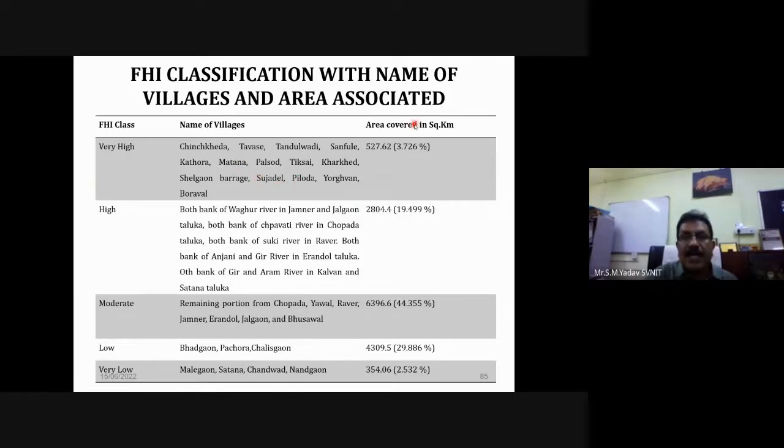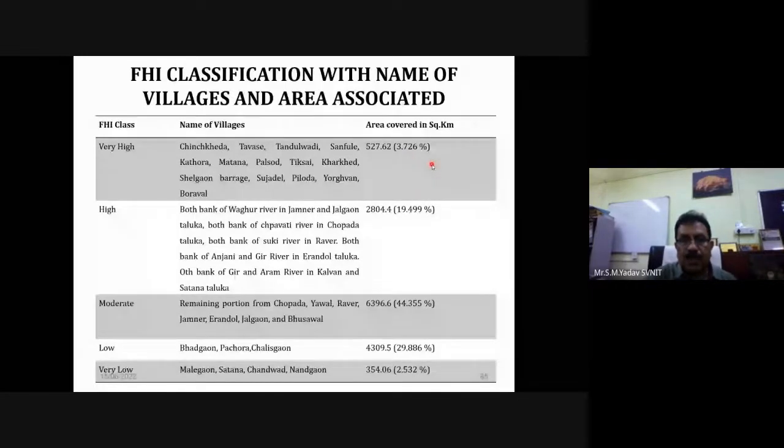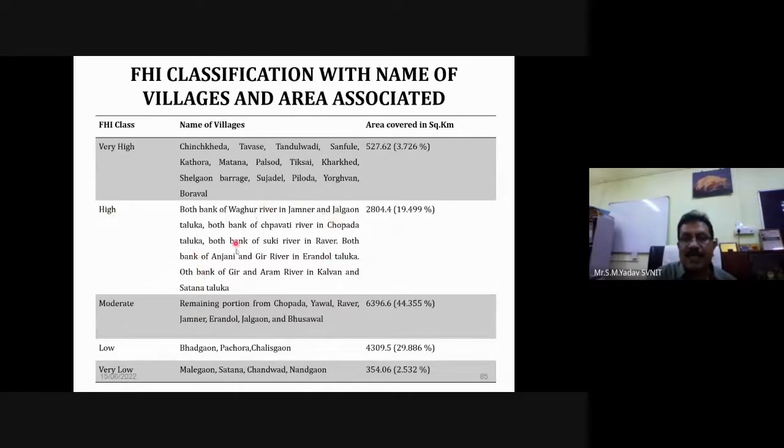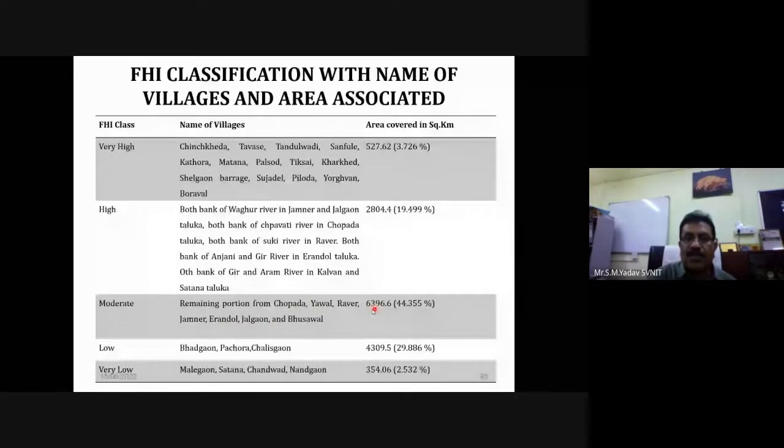And the area covered in square kilometers is 527.62. Similarly, the villages which fall under the high class have been identified, and the area at high hazard has been computed. The moderate areas in the study region have been identified, and at the same time, their square kilometers have been computed. Similarly, for low and very low areas.